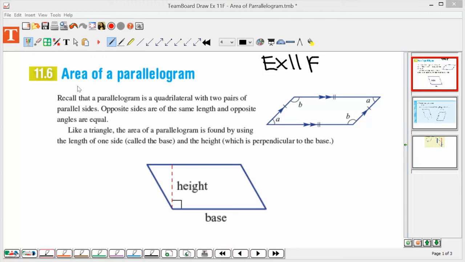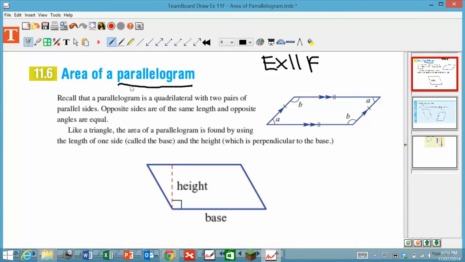Alright, area of a parallelogram. If you're not sure what a parallelogram is, here's one here. It's basically a rectangle where the top part has been pushed off to the side, which ends up like this.